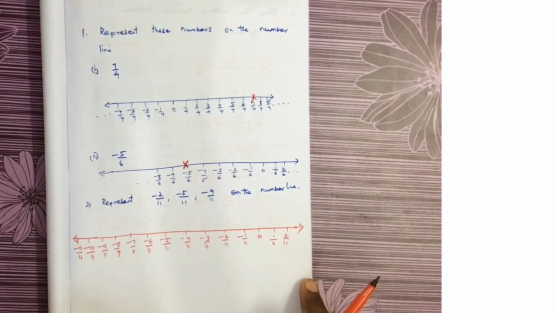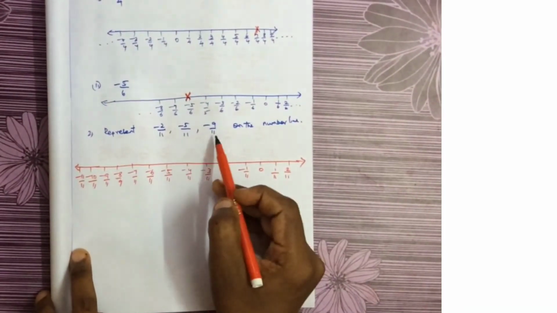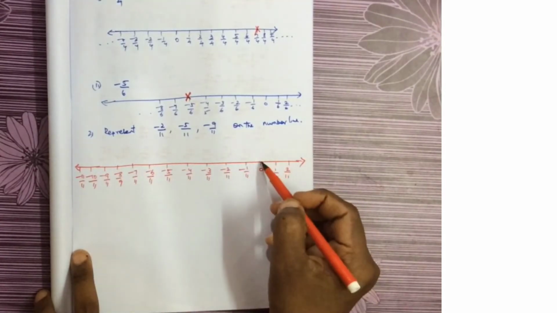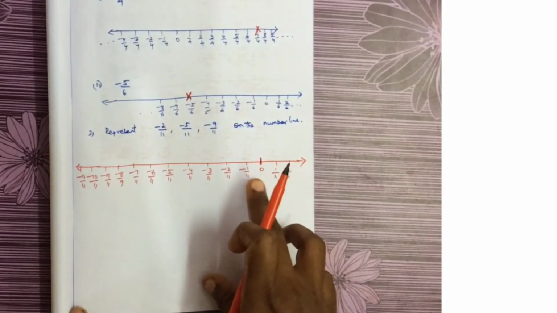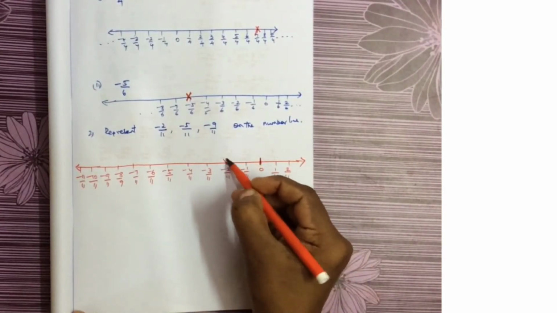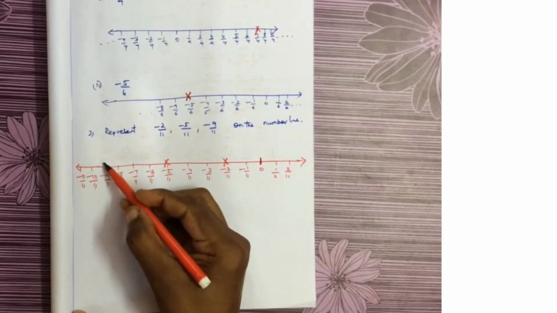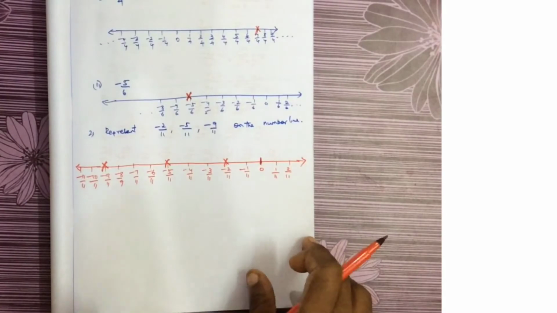Okay. The next problem is to represent minus 2 by 11, minus 5 by 11, minus 9 by 11 on the number line. So draw a number line and here it is 0. Since the denominator is 11, I start with minus 1 by 11, and here it is minus 2 by 11, and here it is minus 5 by 11. And here it is minus 9 by 11. Make sure you write all the numbers in between. Okay.